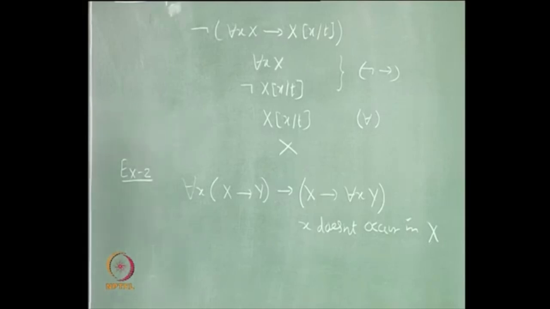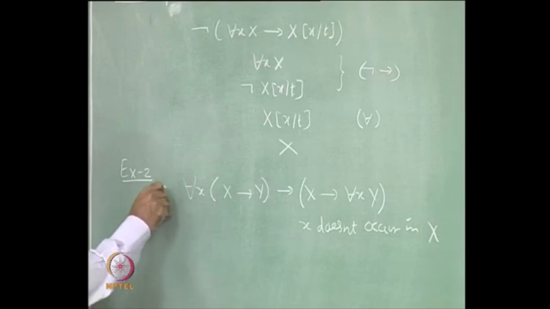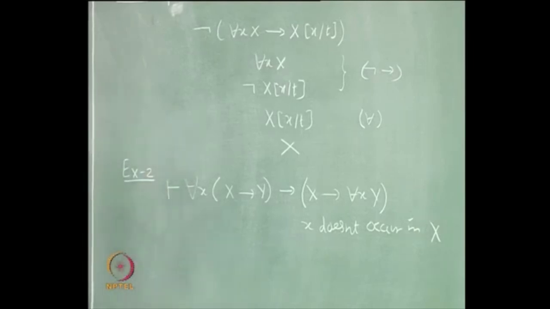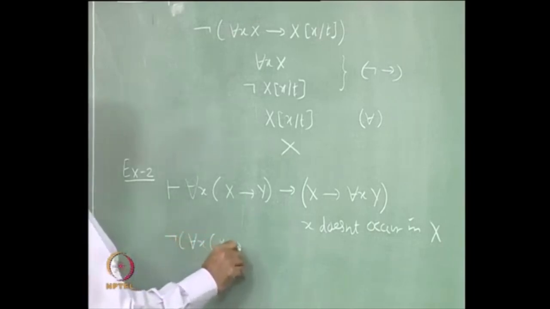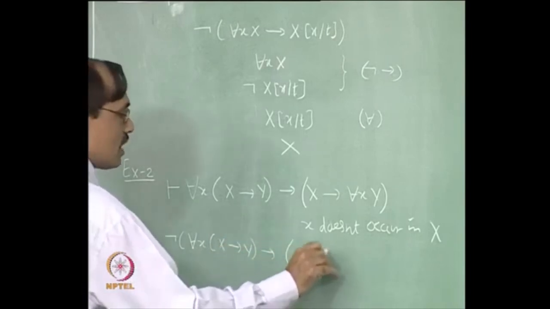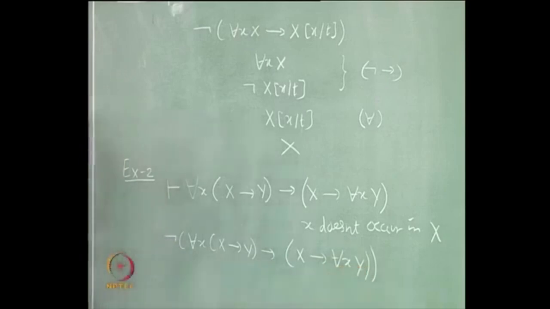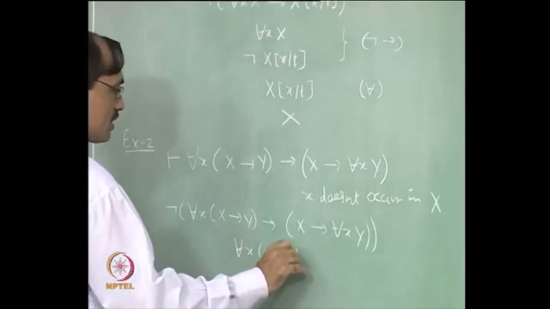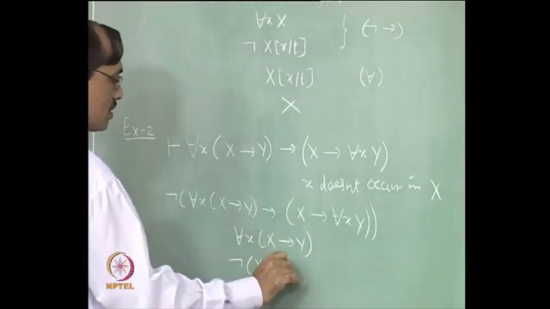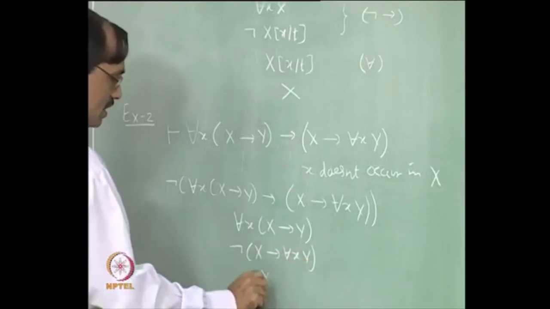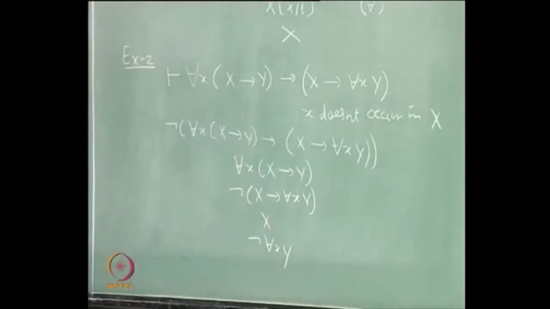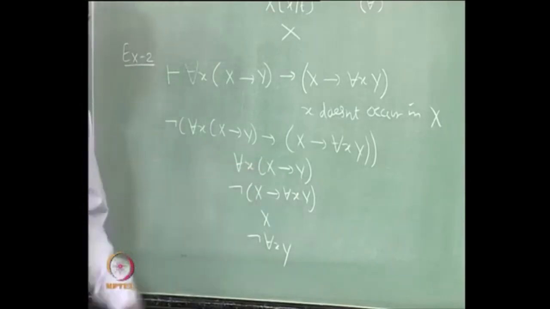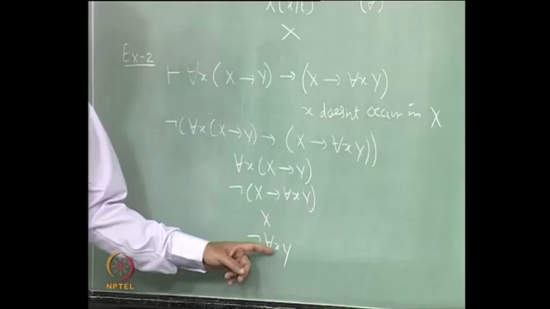Yes. So now, how do we proceed? We want to show that this is a theorem in tabula FT. So start with the negation of it: not of for each x, (x implies y) implies (x implies for each x y). Again, not implies is applicable. So it's for each x, x implies y, and not of (x implies for each x y). Again not implies, so that gives X and not for each x y.